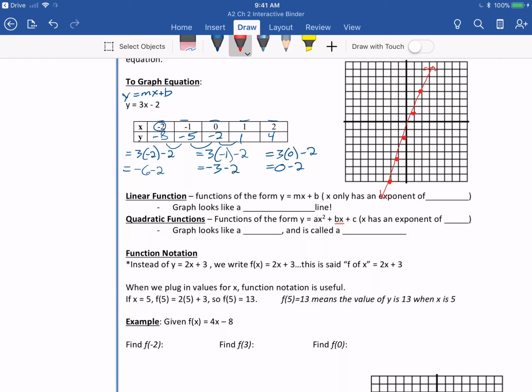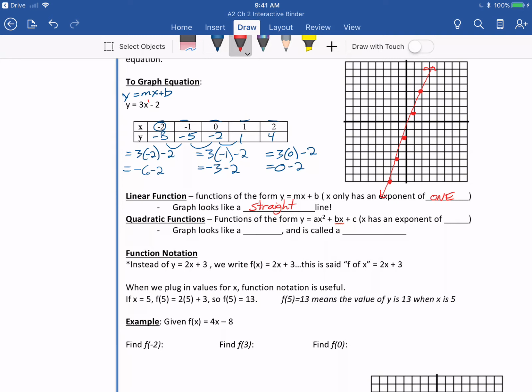Okay, so right there, a linear function is a function that looks in the form y equals mx plus b, like I just talked about. X only has an exponent of 1. Notice how here it's just x to the first power. We're going to look at x squared and x cubed and x to the fourth and how to graph those guys this year. But this time we're just looking at x to the first power. And the graph, as we just looked at, is a straight line.